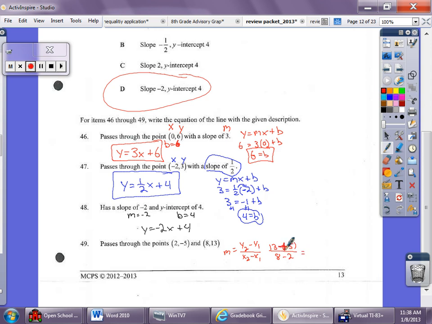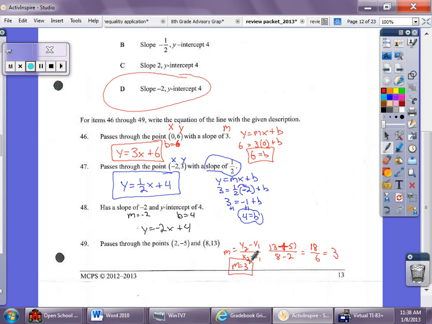13 minus negative 5, that becomes plus. That's 18. And 8 minus 2 is 6. 18 divided by 6 is 3. So we know that the slope, or m, is equal to 3. So m equals 3. So that's the first part.